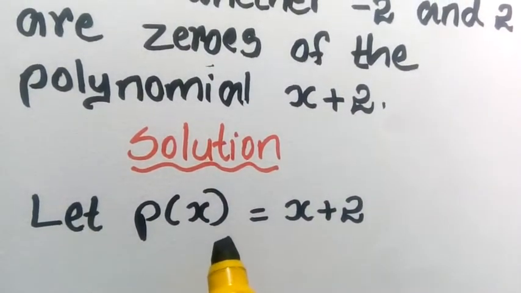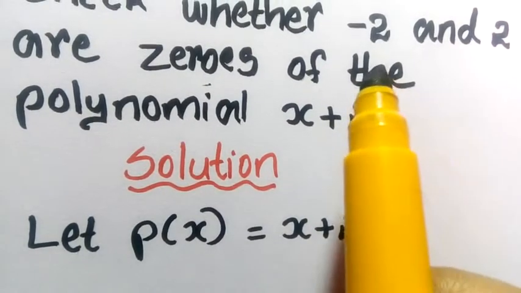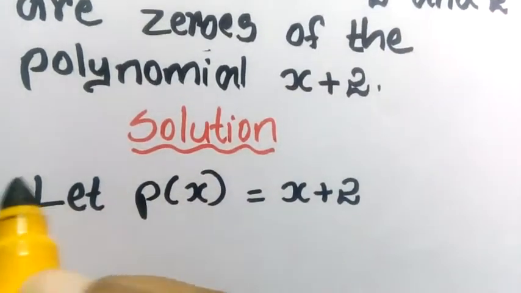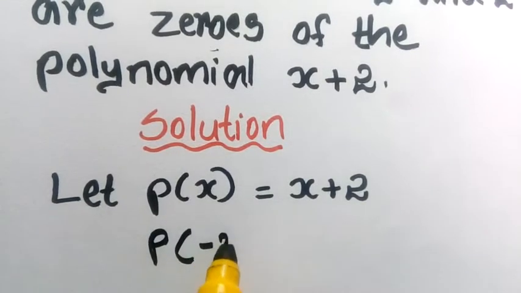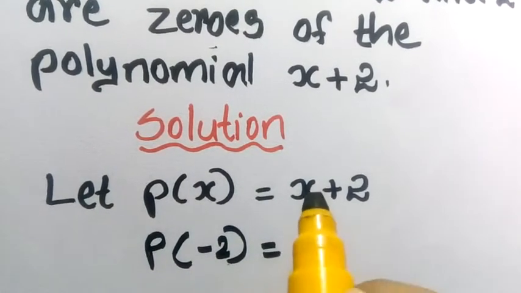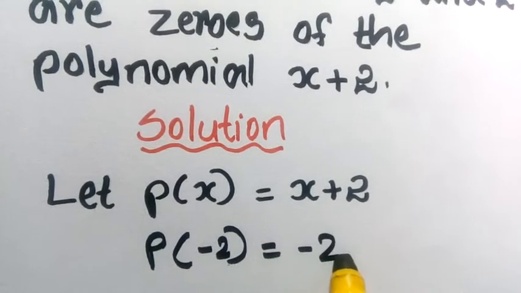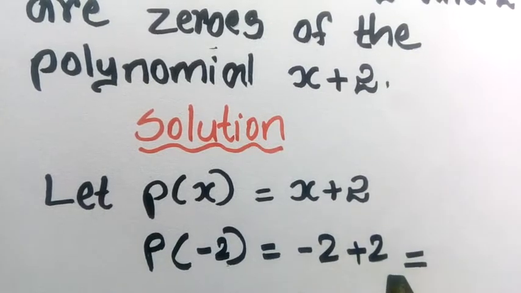Let P of x is equal to x plus 2. First we will take the value of the variable as minus 2. Therefore, P of minus 2 is equal to x is minus 2, so minus 2 plus 2. Children, what is minus 2 plus 2? It is equal to 0.